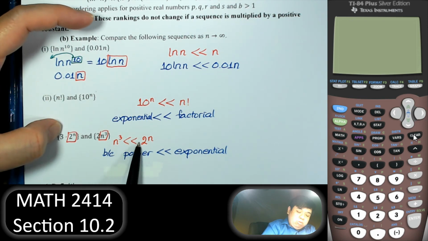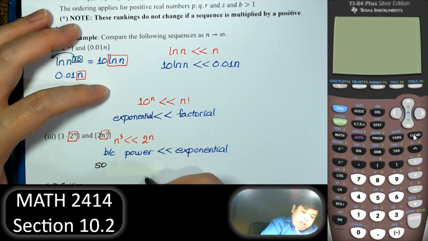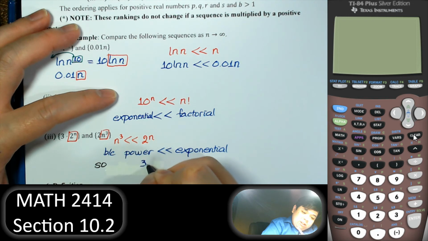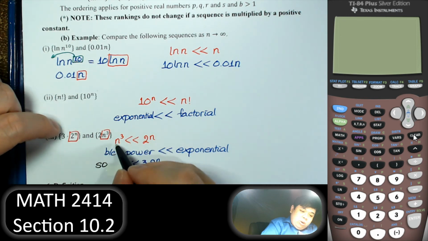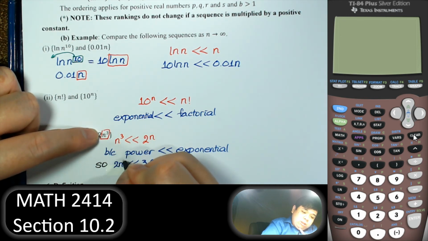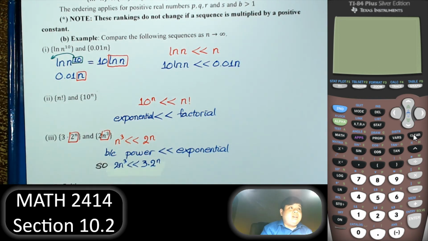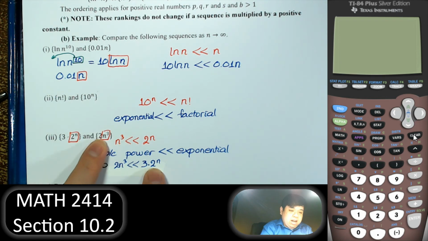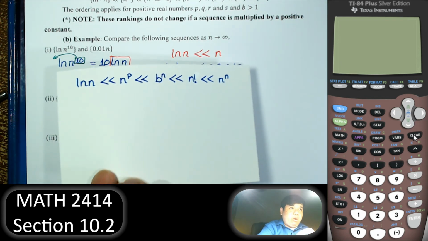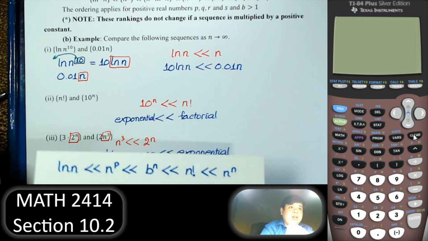So for 2 to the n, we multiply by 3. So 3 times 2 to the n is going to be bigger when we multiply this by 2. Right. So multiplying by the constant in front doesn't affect the ranking. So exponential function goes faster to infinity than power function. So keep this ranking somewhere close to you because we refer to this many times.